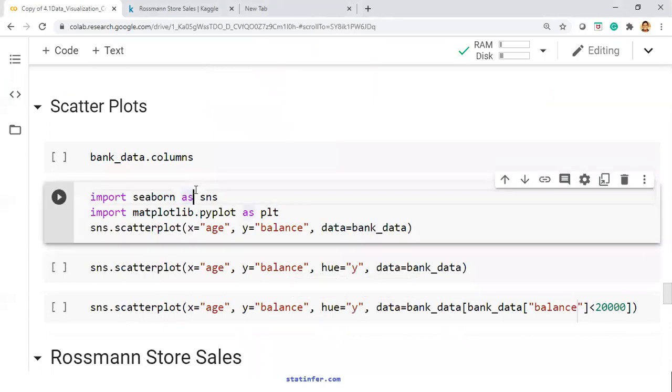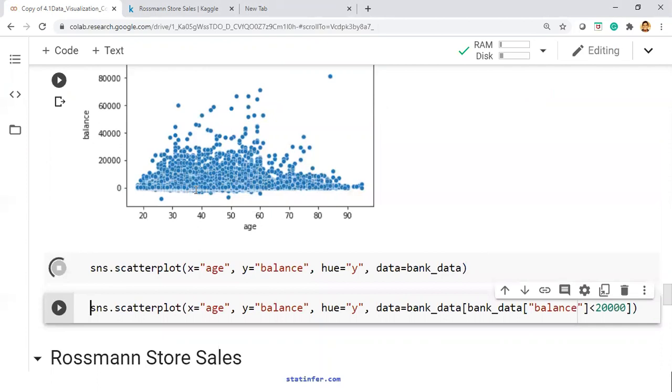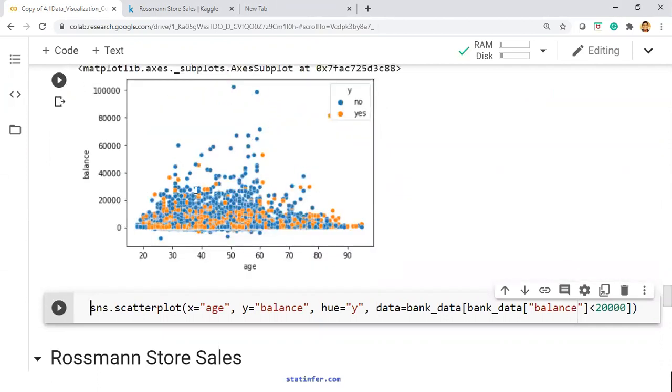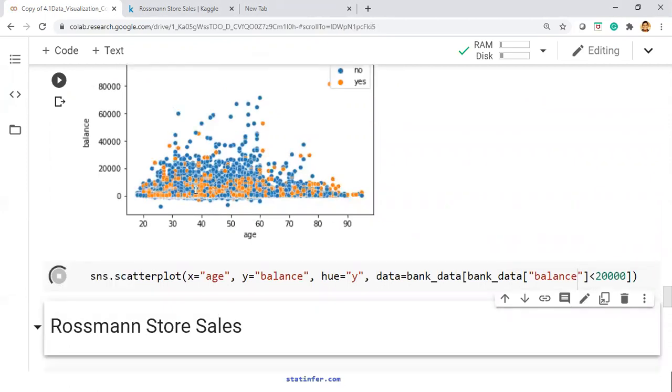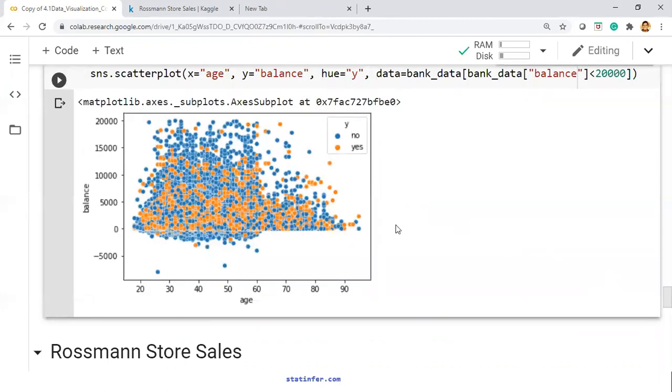First one is simple, age versus balance. We can see that there is no relation. If I add a third variable as a hue, and if I see any difference, I don't think anything is very different. If I take a particular subset, only balance less than a particular limit, then also it's a truly scattered plot. There is nothing special about this. There is no clear relation.